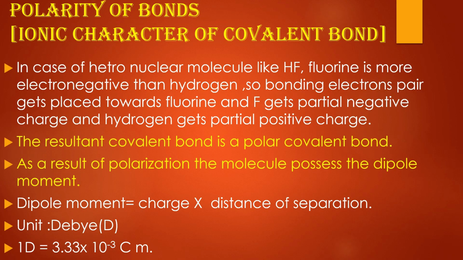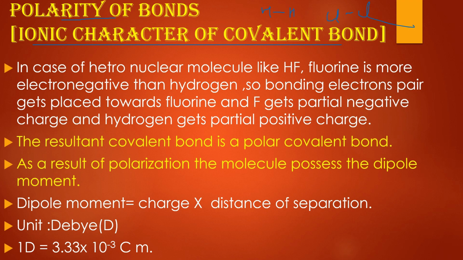So let us start our chapter with the topic polarity of bonds. First I am taking ionic character of a covalent bond. Now we know that whenever the covalent bond is formed between the same atom, like between two hydrogen atoms, then this bond is a pure covalent bond, as the electronegativity of both the hydrogens is the same. Similarly, if the covalent bond is formed between two chlorine atoms, then also the electronegativity of both the chlorine atoms is the same, so it is a pure covalent bond.